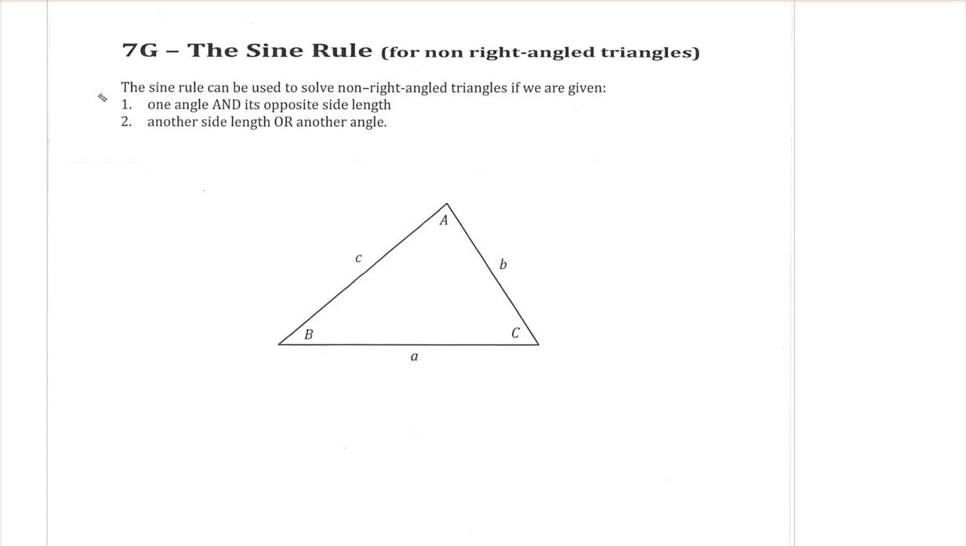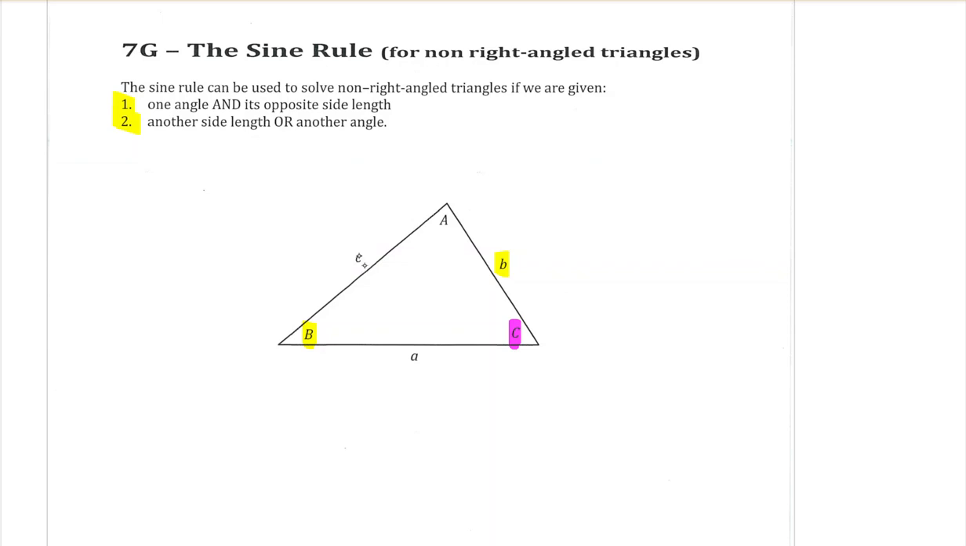The first time it can be used is if you have one angle and its opposite side length, and you're trying to find another side or another angle. Okay, I'm going to reword that, I don't like how that's worded. What you're going to have is an angle and a side opposite, and another set where you'll have an angle and a side opposite, but one of them will be missing. Either one of the angles will be missing or one of the sides will be missing. But it'll be two sets of opposites, okay?